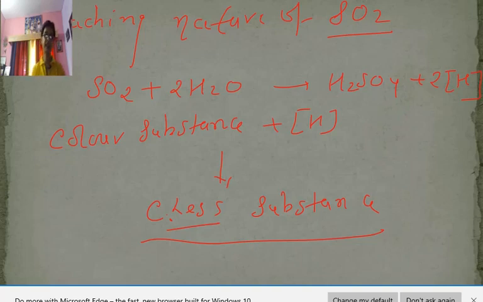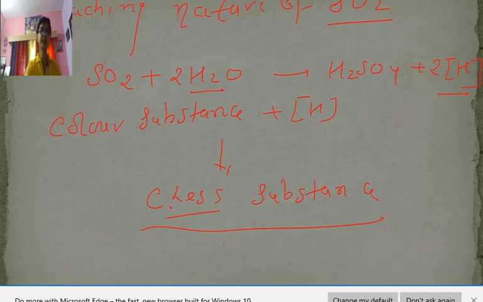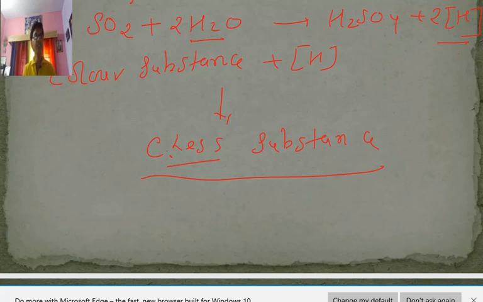Sulfur dioxide gas reacts with moisture H2O and releases two nascent or atomic hydrogen. When the colored substance reacts with this nascent hydrogen, it changes from colored to colorless. It is called the bleaching action of sulfur dioxide gas.